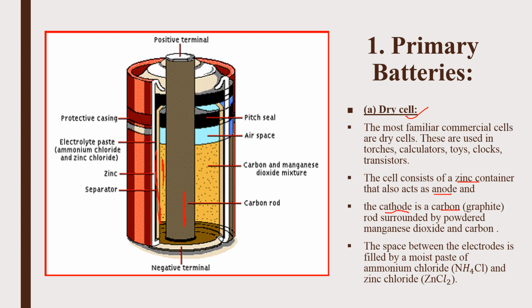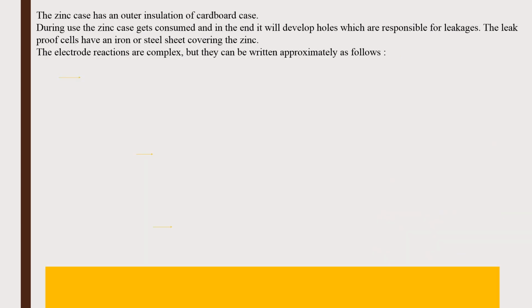Now let's see the reactions of the dry cell. The zinc case has an outer insulator of cardboard case. During use the zinc case gets consumed and in the end it will develop holes which are responsible for leakage. The leak-proof cells have an iron or steel sheet covering the zinc. The electrode reactions are complex, but they can be written approximately as follows.